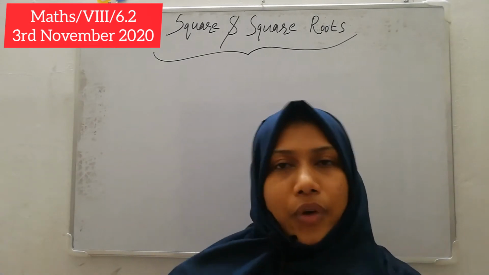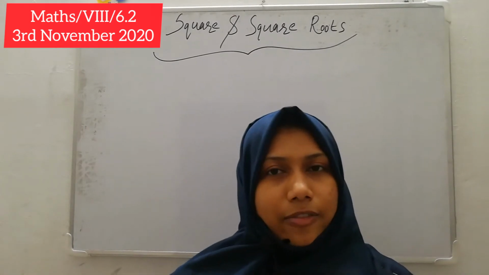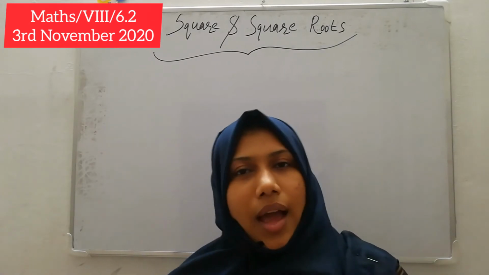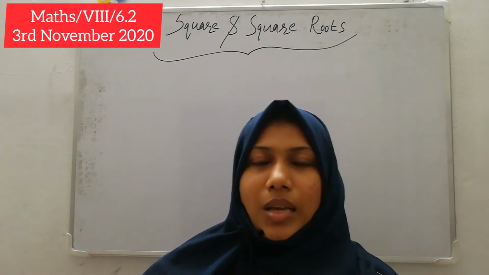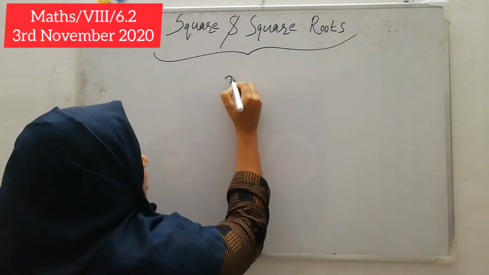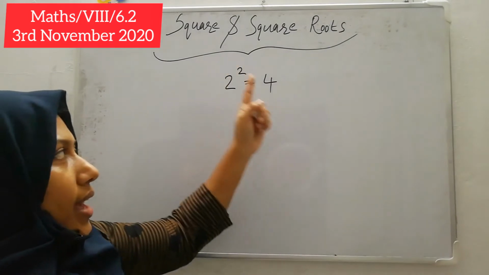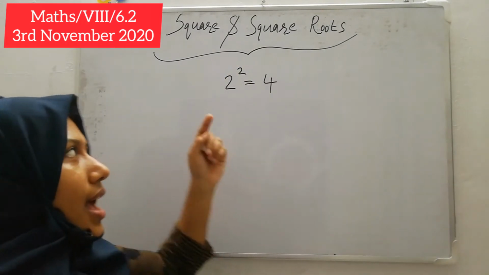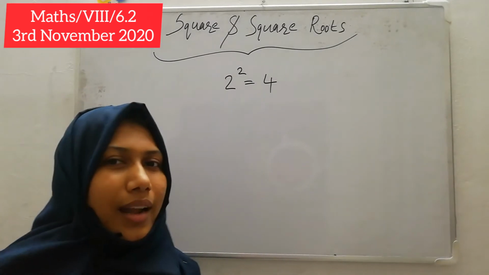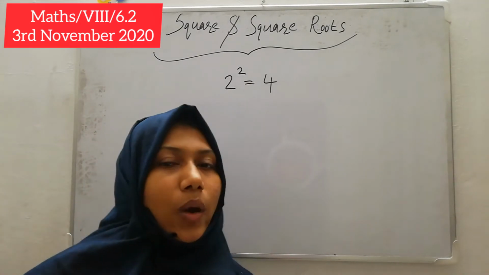We know how to find the square of a number by multiplying the number by itself. Square of 12 is 12 into 12. Now, how to find the square root of a number? We know 2 square is 4. Square of 2 is 4, and 2 is called the square root of 4. Got it?